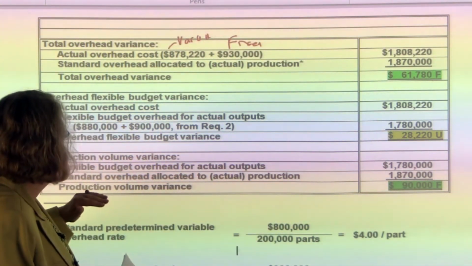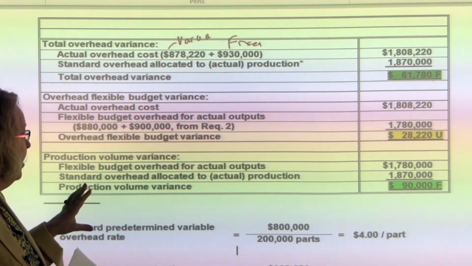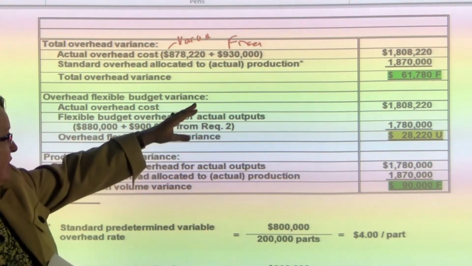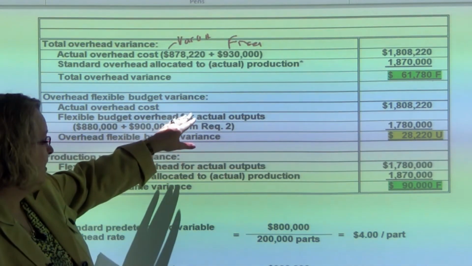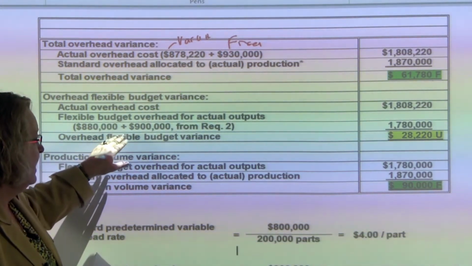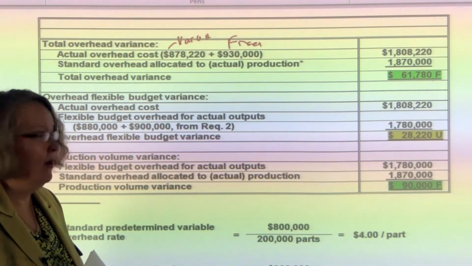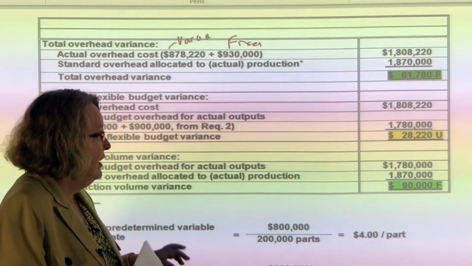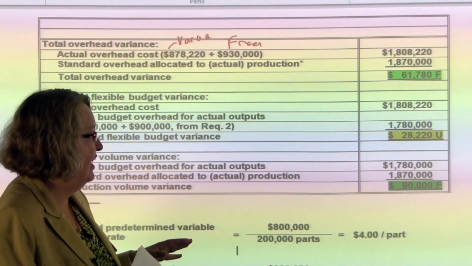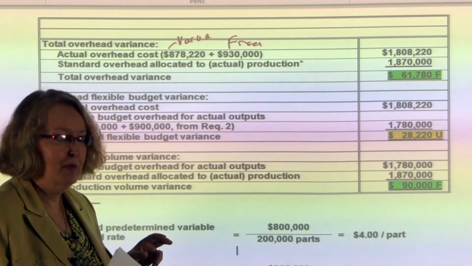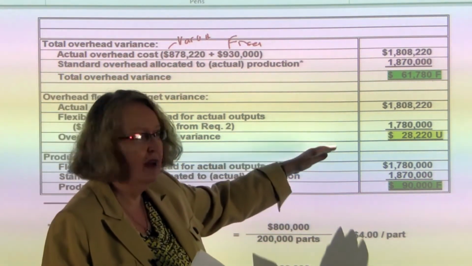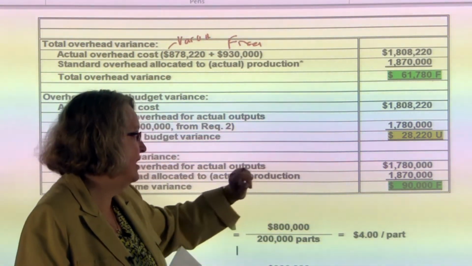61,780. So here it's made up of your flexible budget variance, so you have your actual cost, which is given to you in the table. Then your flexible budget overhead cost, and you've already calculated this in requirement 2. So of that variance, the total variance of 61,780, you actually had an unfavorable component which related to cost. So the cost was actually higher than you had expected by 28,220.